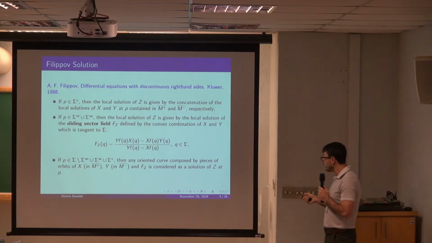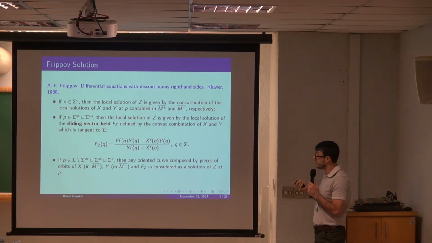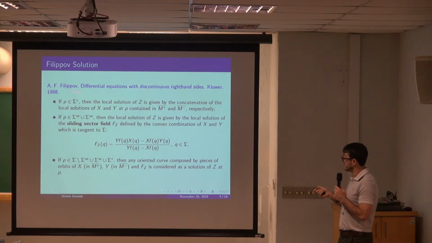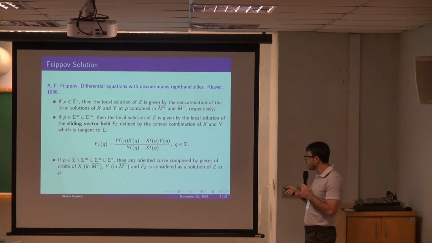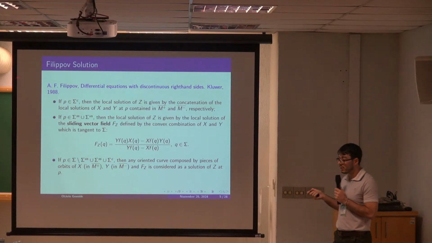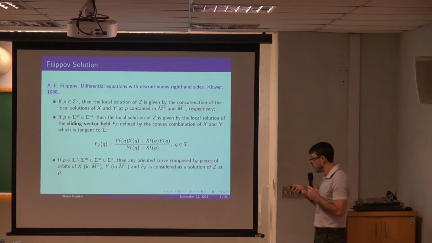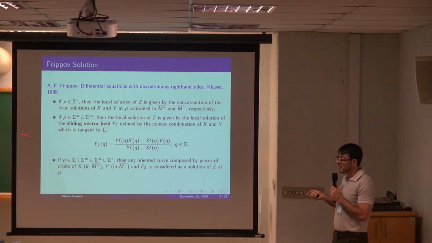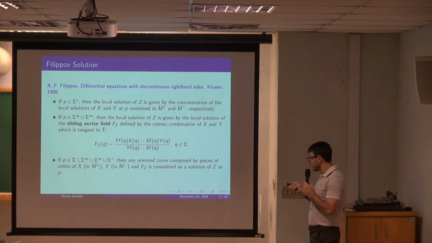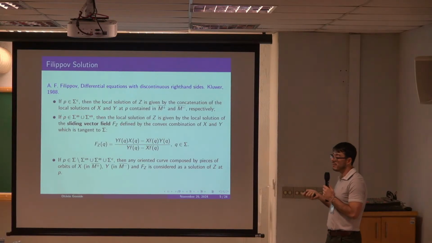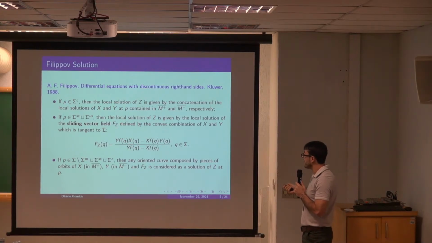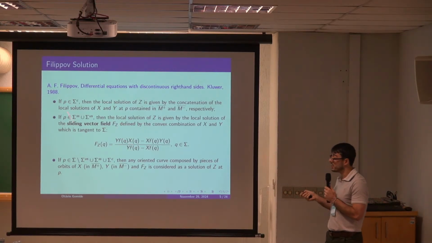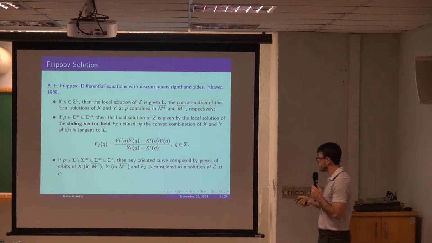So here we can use the Filippov convention stated by Filippov in this reference. It says that when we have a point of the crossing region, the local solution is simply the concatenation of the solutions of X and Y. If I have a point in the stable sliding region or the unstable sliding region, the local solution is given by the sliding vector field. So we have the vector field, which is defined by the convex combination of X and Y, which is tangent to Σ. It is given by this formula.